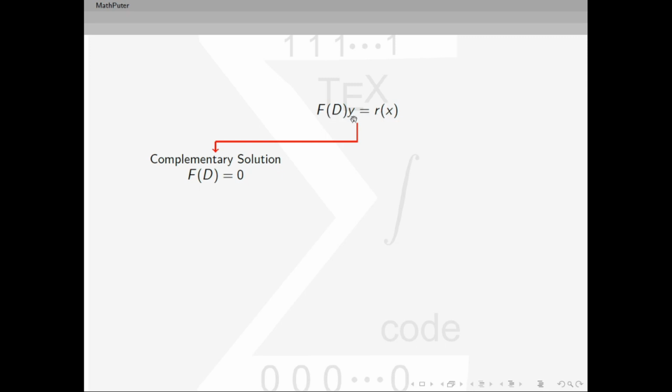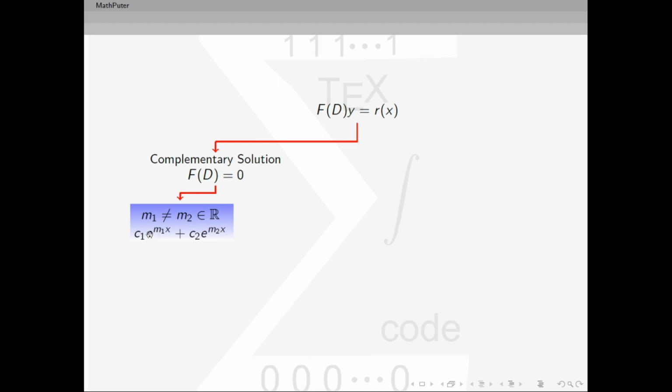We are interested in non-zero solutions, so y must be non-zero. Therefore, f(D) equal to 0. This is known as the auxiliary equation. When f(D) equal to 0, we have different values of D. Suppose D has two real roots which are unequal. Then how do we write the complementary solution? c1 e raised to m1x plus c2 e raised to m2x.